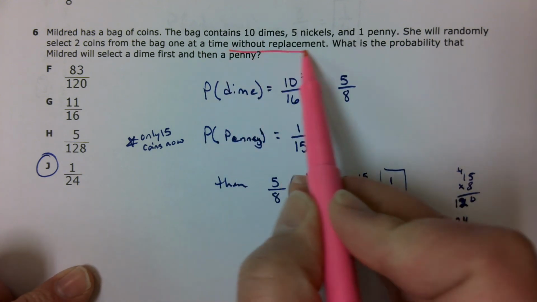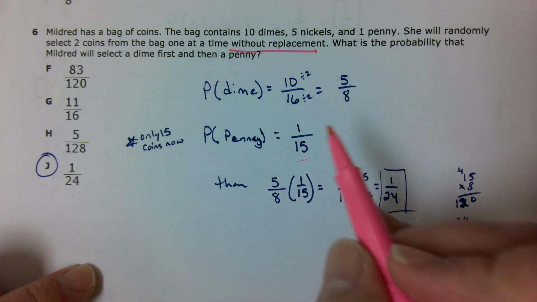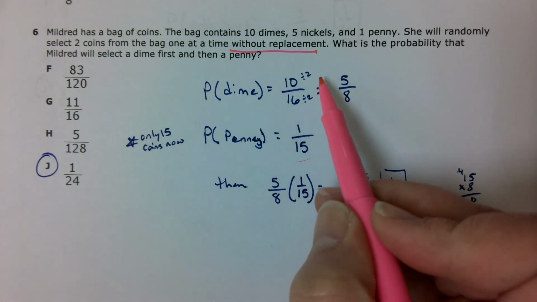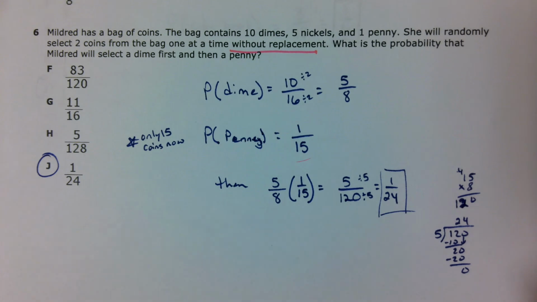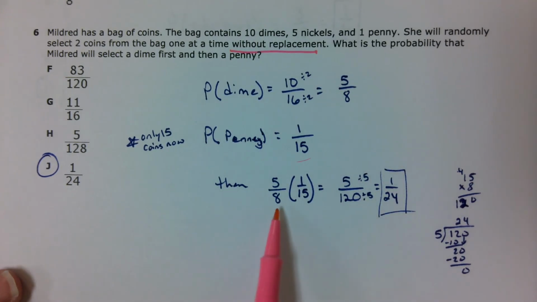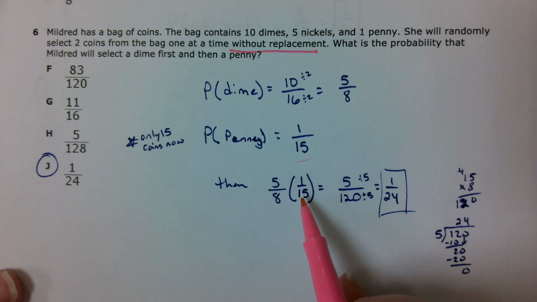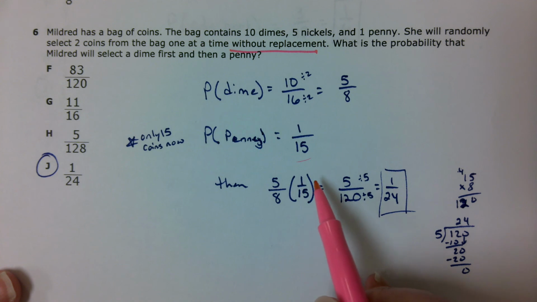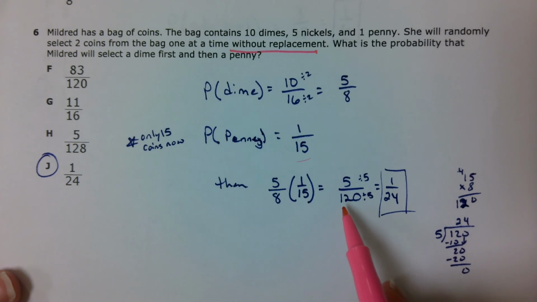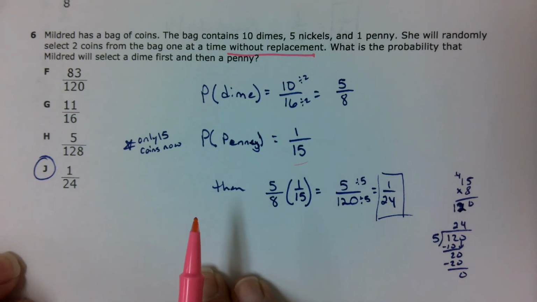She does not replace it. So when it comes to the penny here, there's only going to be 15 total coins now, and there's only one penny, so 1/15. And I did simplify 10/16 to make my math easier. That becomes 5/8. So I need to multiply when I'm working on these probabilities like this. I have 5/8 times 1/15. 5 times 1 is 5. 8 times 15 is 120. I need to simplify that, and I get 1/24. So J, 1/24 is the correct answer.